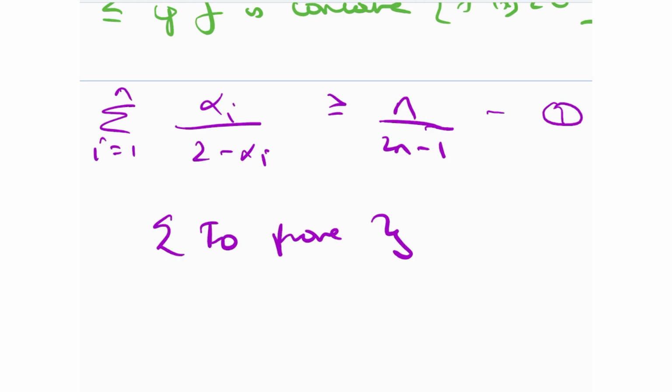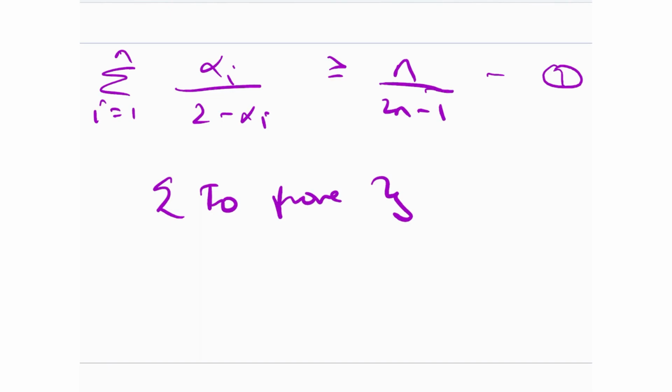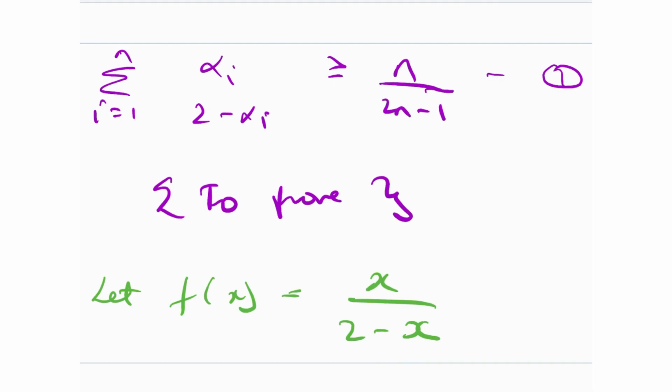This is something that I need to prove right now. And to prove that, I'm going to define a function. So let f of x equal x divided by 2 minus x. And really the intuition is, we have this alpha i and this 2 minus alpha i over here, right? So really the intuition is to replace alpha i with an x.